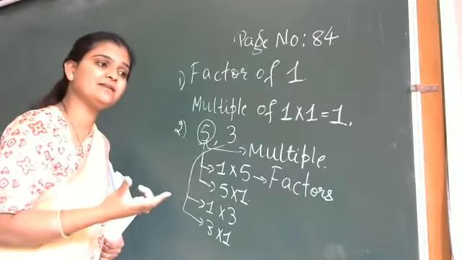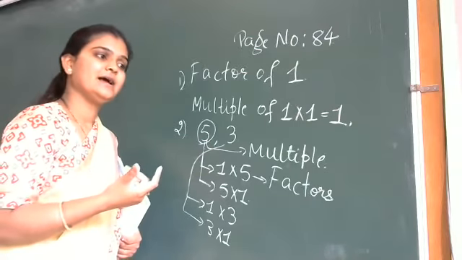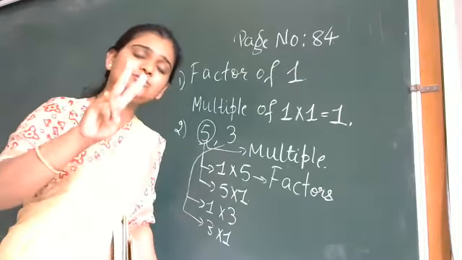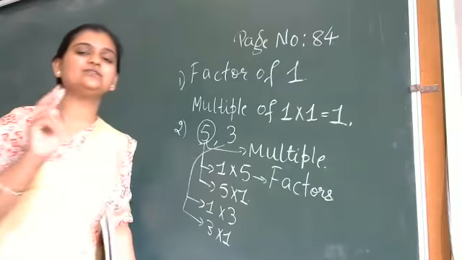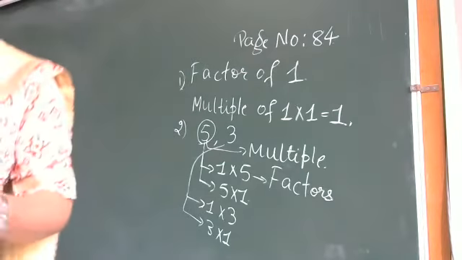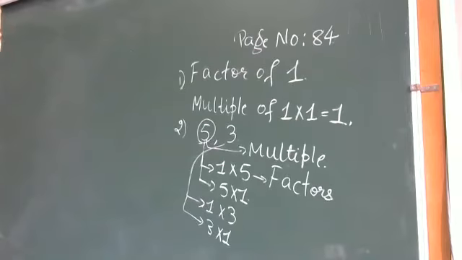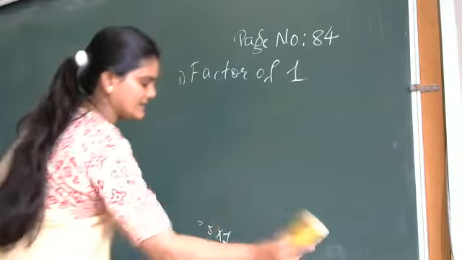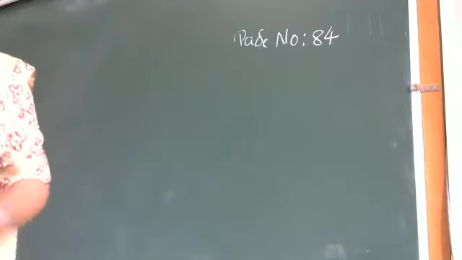Yes or no? What about 7? 1 and 7. So they are having how many factors? Only 2 factors. Okay, only those are having 2 factors. Yes, numbers which can have more than 2 factors. Can you give me an example, children? 6, 12, 21, 28. Yes.